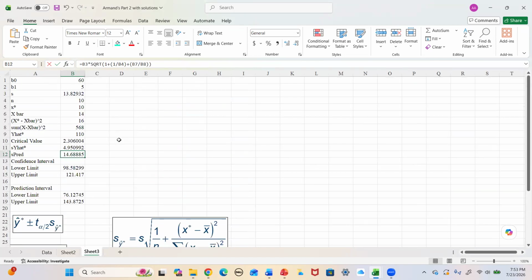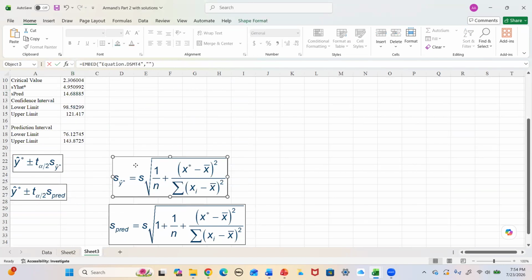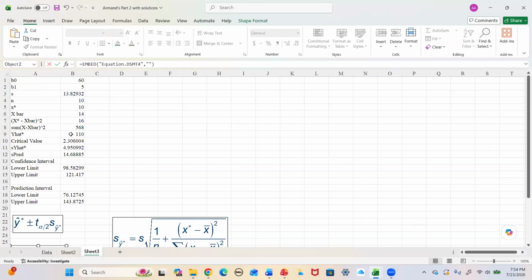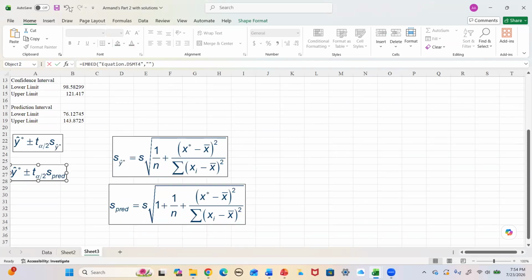The y hat, the predicted value. This is the confidence interval for y hat. This is the prediction interval. Or at least this is the standard error. This is the confidence interval. This is the prediction interval. Here I just put it all in there because it's such a mess. But this way you have something to look at. If you run into this on MindTap, you've got something to lean on.